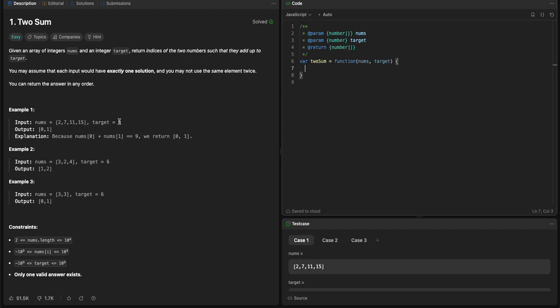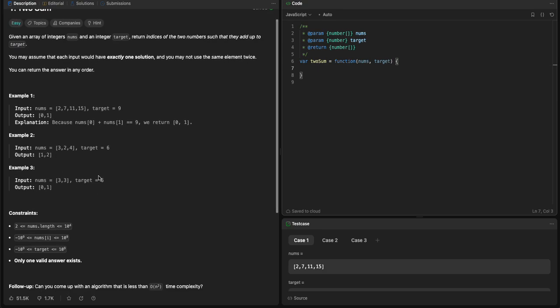So we have 9, and we have 0 and 1 because 2 and 7 add up to 9, and we only return the indexes of these elements. We have this one also as an example. So we have 6. So we have 1, 2, and 4. Only the two numbers add to 6. So we return their indexes. We have 6 and 3 and 3. It's add up to 6. So we return these indexes.